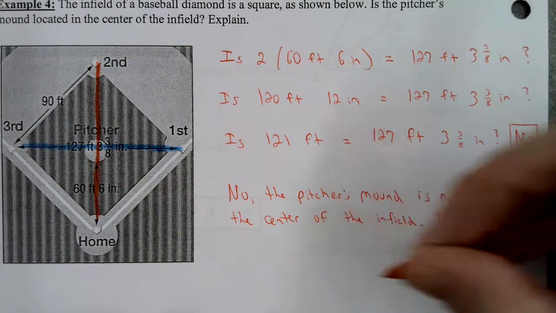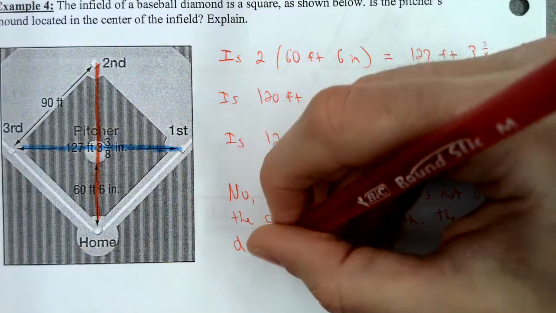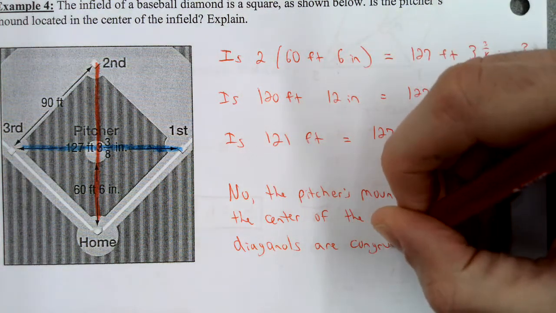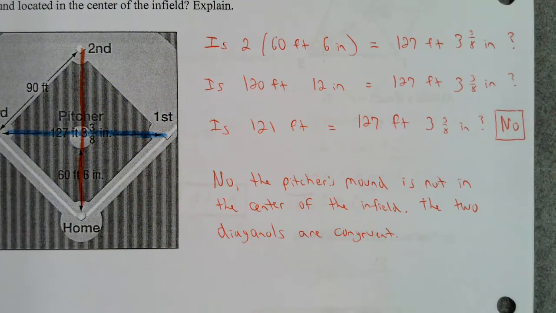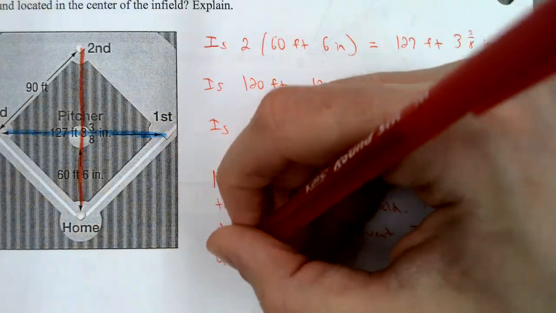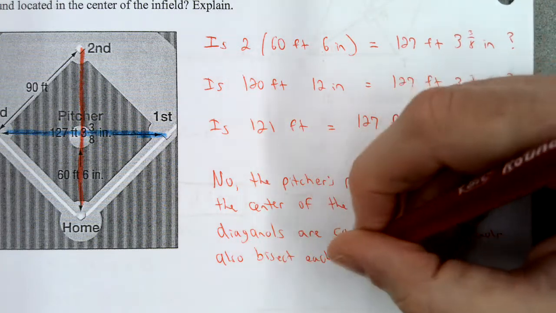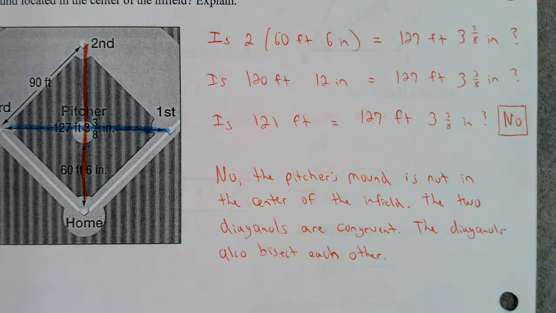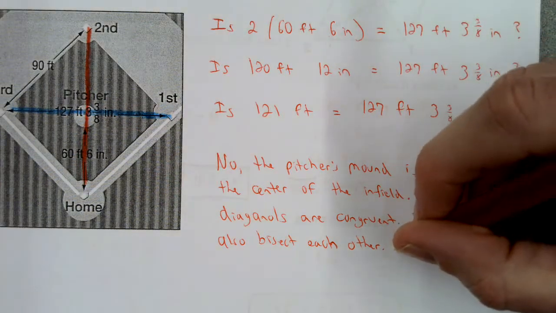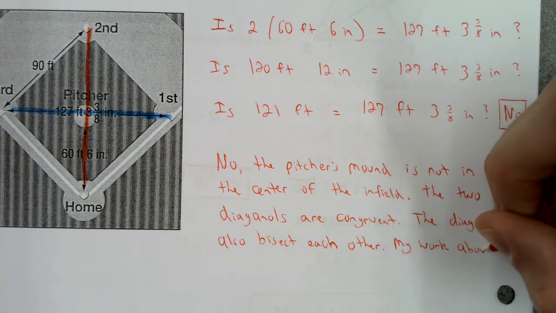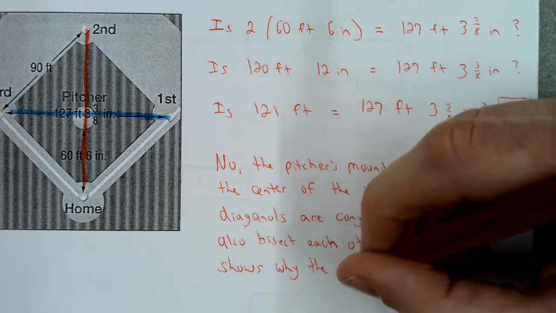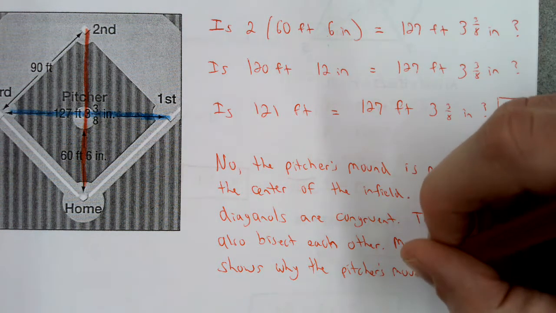I'll say the two diagonals are congruent. The diagonals also bisect each other. Then I'll say my work above shows why the pitcher's mound is not halfway in between.